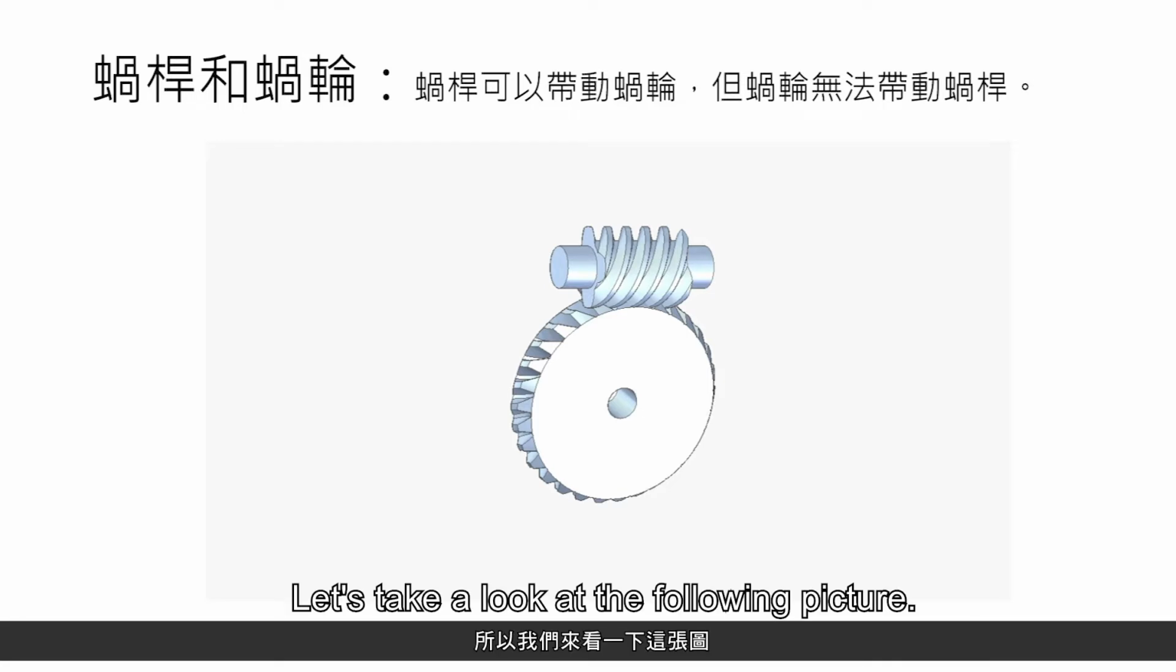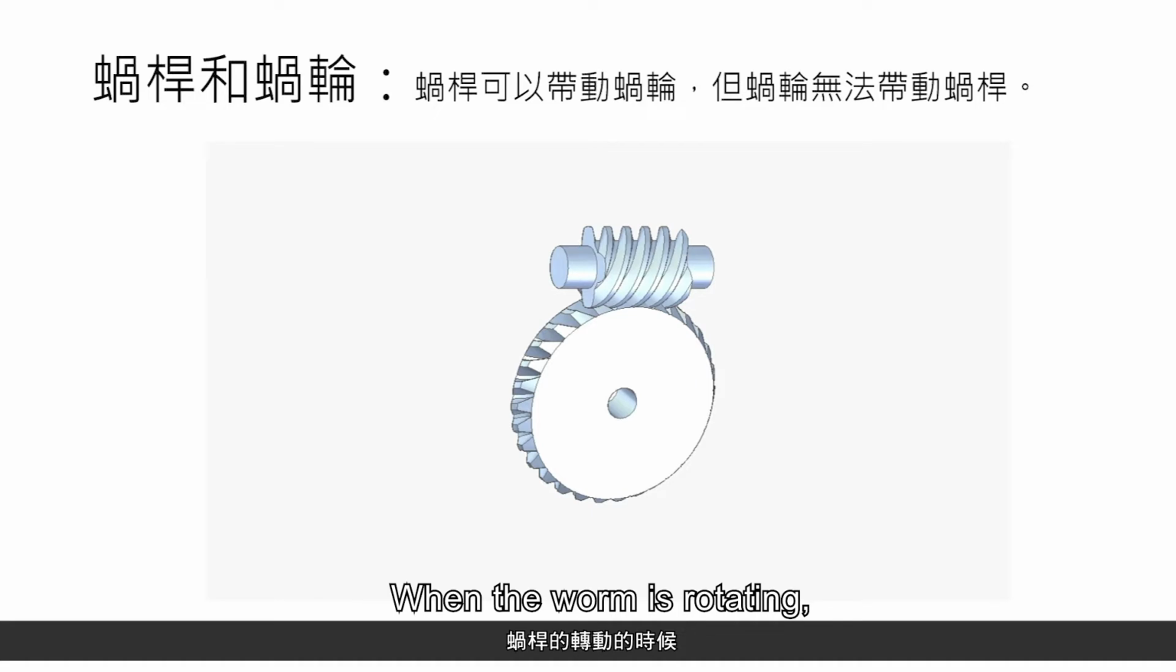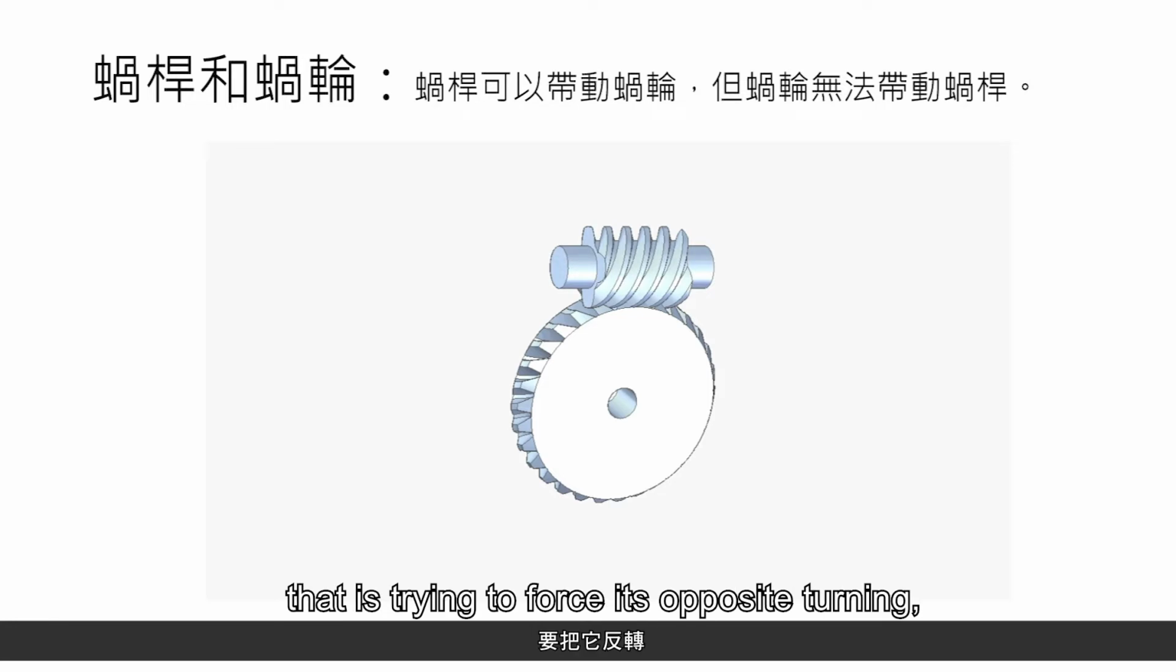Let's take a look at the following picture. When the worm is rotating, it will drive the wheel below. But when the wheel is rotating, it cannot drive the worm. When our output shaft is the wheel, if there's something outside that's trying to force its opposite turning, it won't be able to do so.